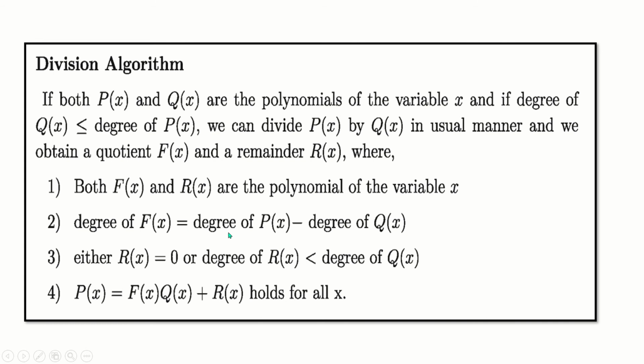Okay, and the degree of f of x equals the degree of p of x minus the degree of q of x, that means degree of quotient equals degree of dividend minus degree of divisor. And the remainder will be either 0 or the degree of r of x is less than the degree of q of x, that means degree of remainder is less than degree of divisor. And dividend equals quotient into divisor plus remainder. Okay.